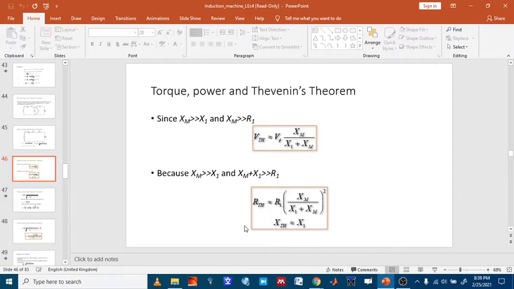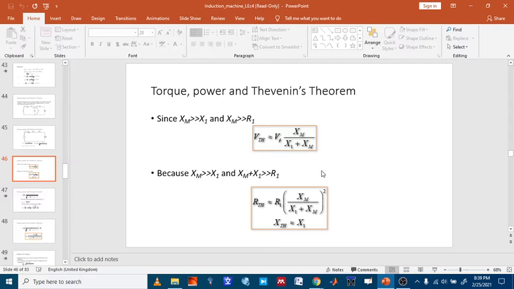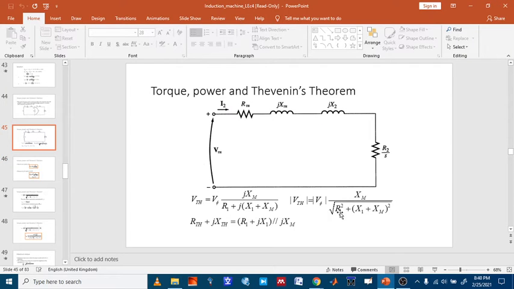The RTH is the same as R1 times XM over X1 plus XM, all squared. This is the generalized formula for RTH. And XTH is directly proportional to X1. When you have an X1, it's the same as XTH. RTH is calculated using this relation. The VTH, most of the time we do use this.